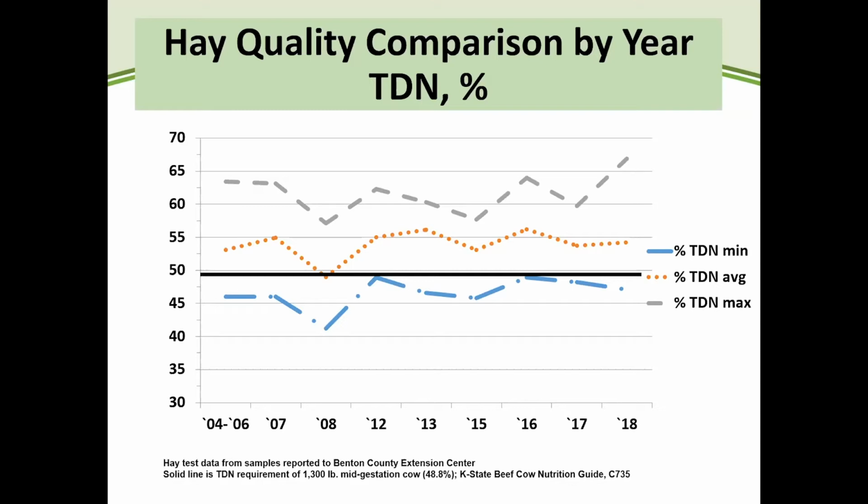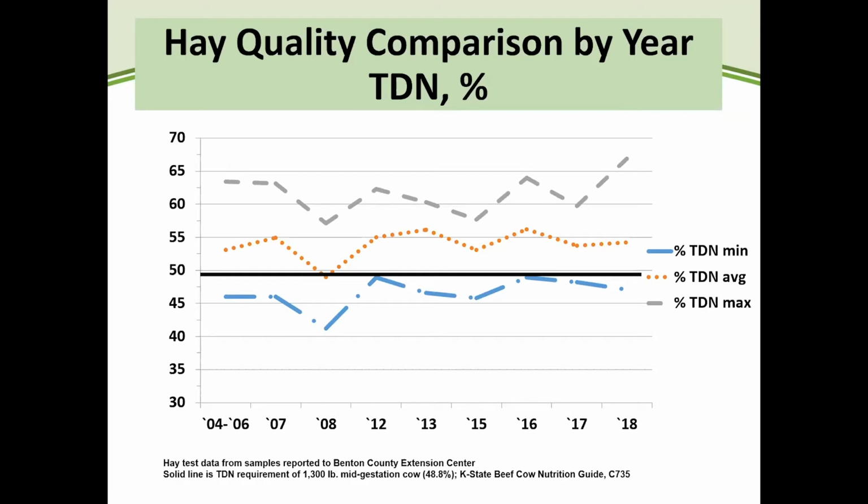So what we're looking at here is a chart of just hay tests that I've received in my office over time. The blue bar on the bottom represents the minimum TDN or energy value of the hay test for that particular year. The gray line or the top one is the maximum TDN value that I saw in that particular year. So you can see there's wide variation from low to high, sometimes as much as 20 percentage points difference between the low and the high TDN values.